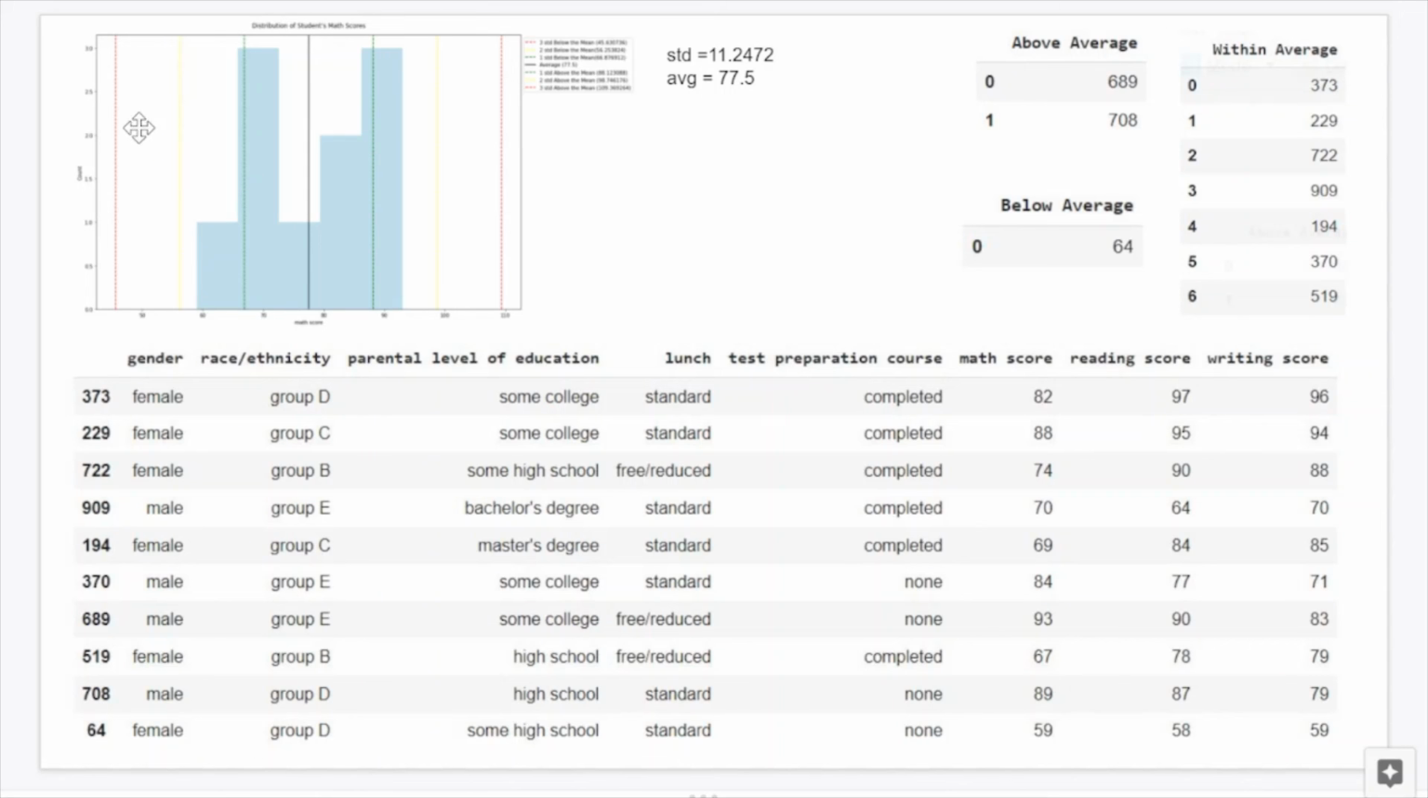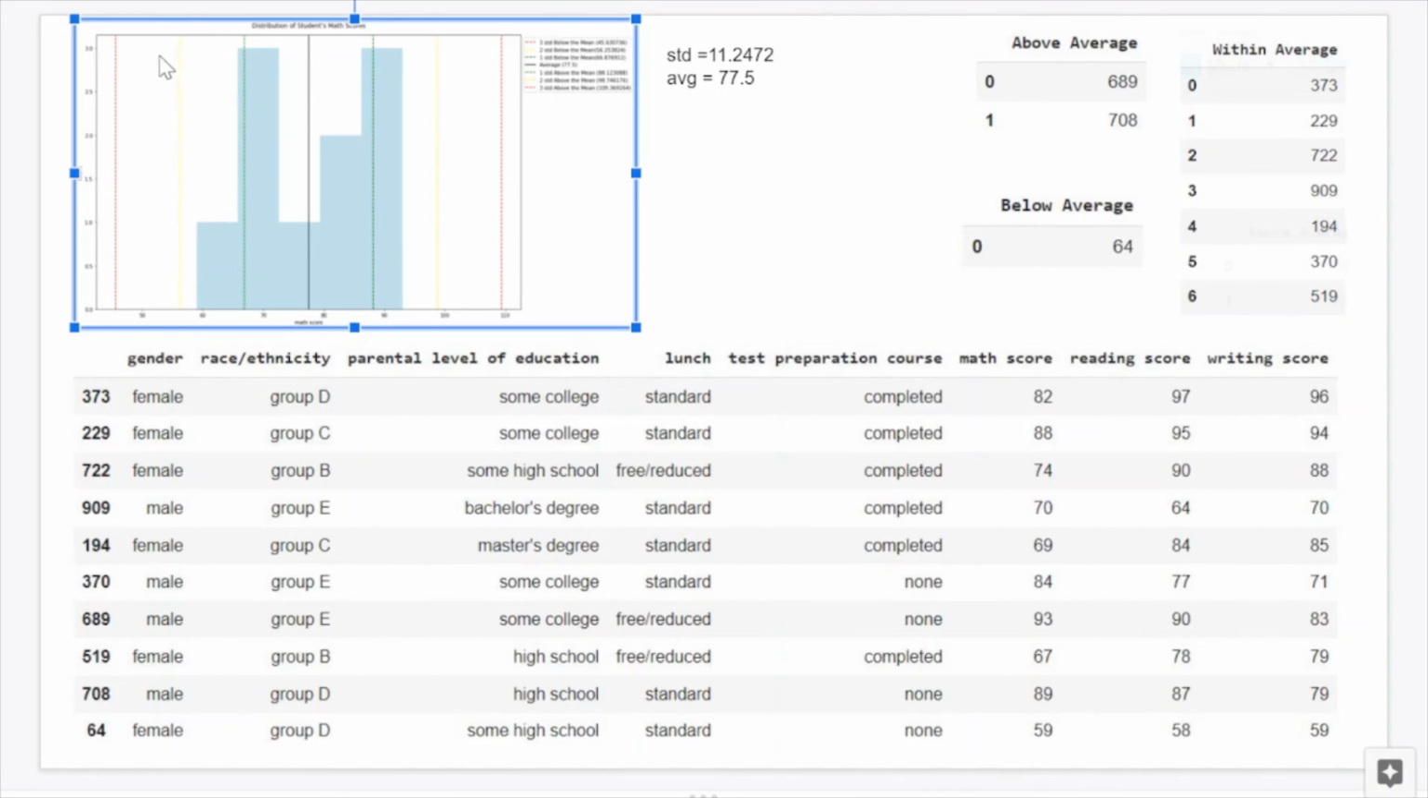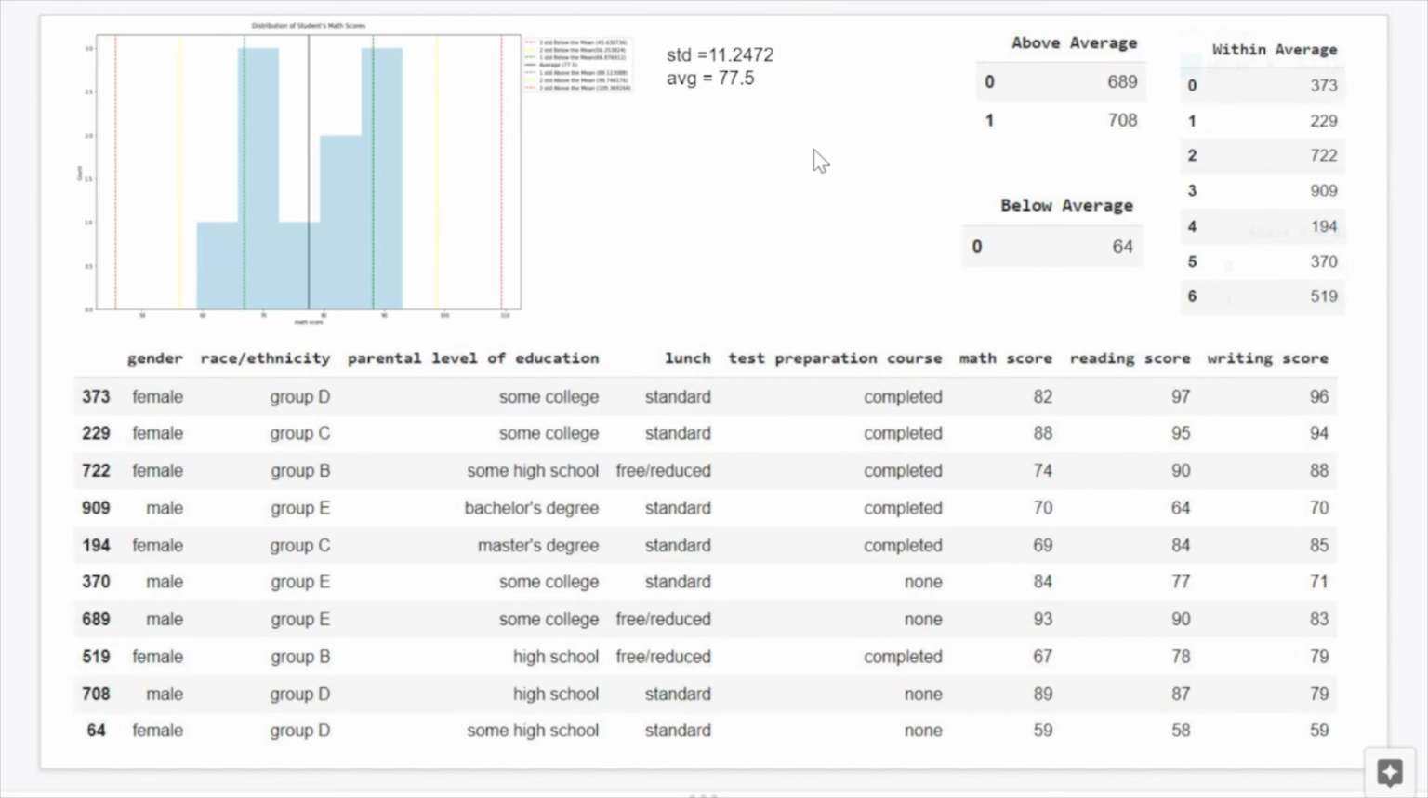And if you are within three standard deviations, so if you're in this space right here, that means you're super below average. And if you're in this space right here, that means you're super above average. So this is how you can interpret the data.